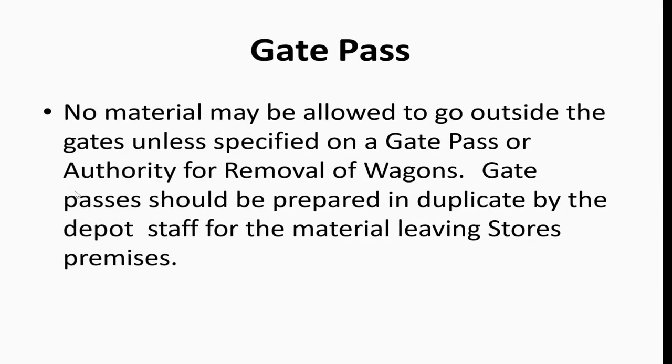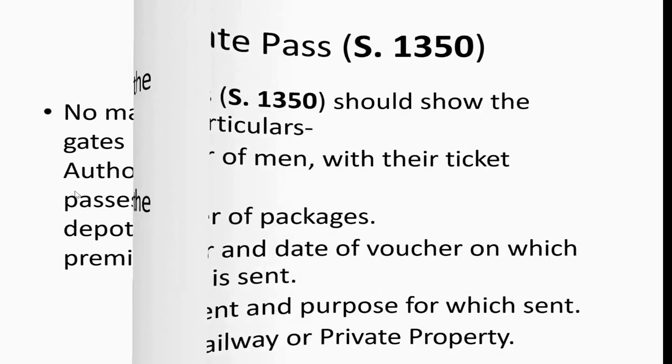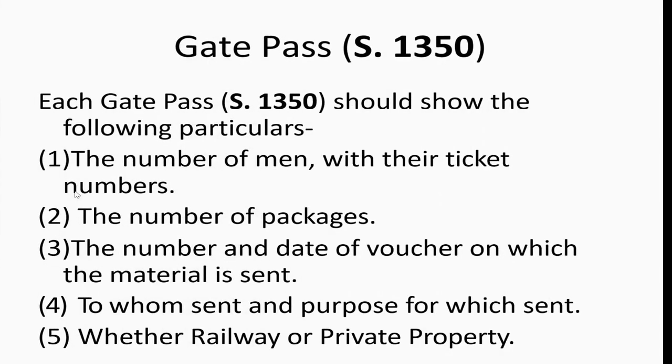Gate pass. No material may be allowed to go outside the gates unless specified on a gate pass or authority for removal of wagons. Gate passes should be prepared in duplicate by the depot staff for the material leaving the store's premises. Each gate pass, form number S1350, should show the following particulars: the number of men, with their ticket numbers; the number of packages; the number and date of voucher on which the material is sent; to whom sent and the purpose for which sent; whether railway or private property.